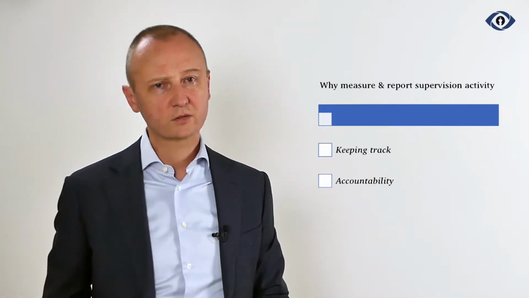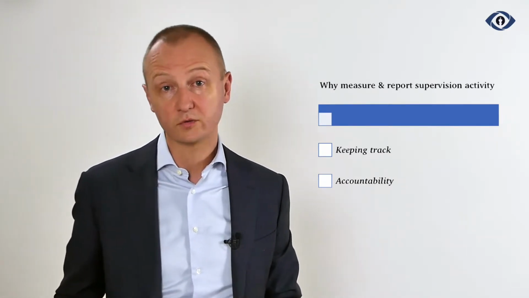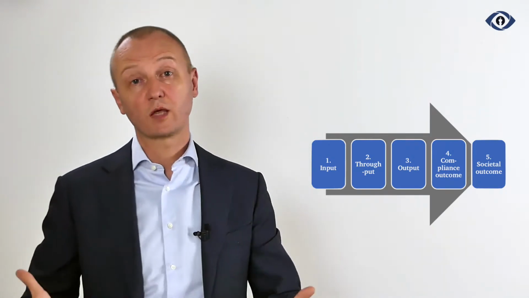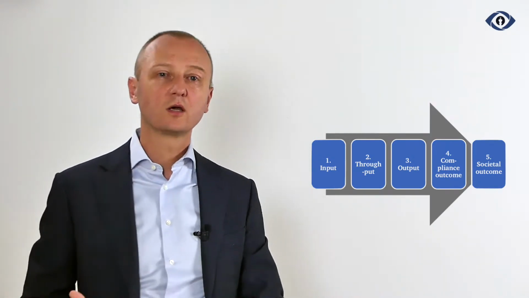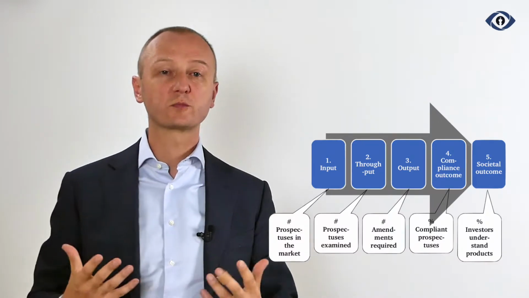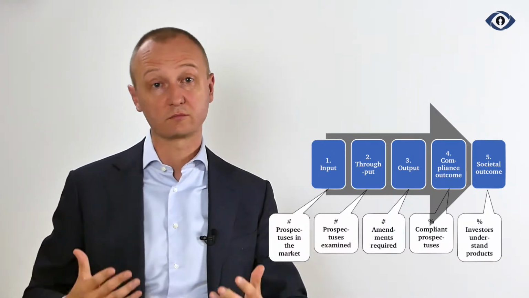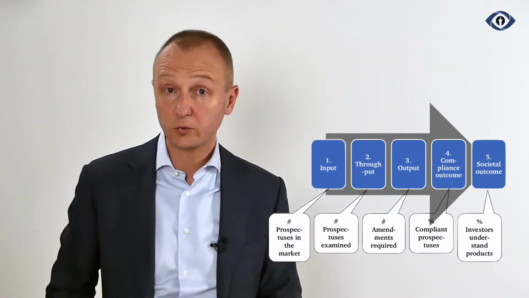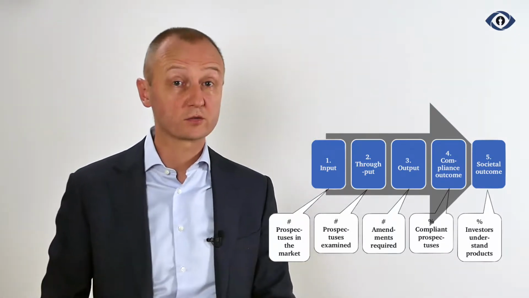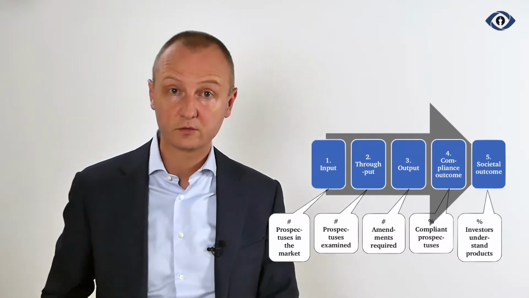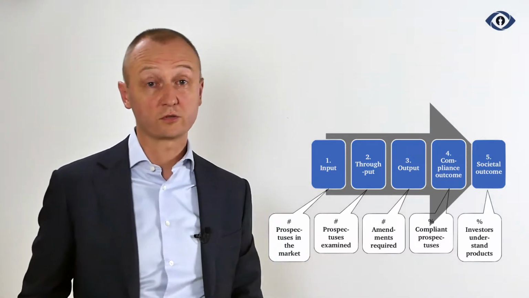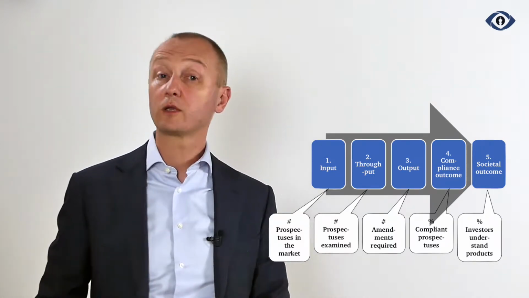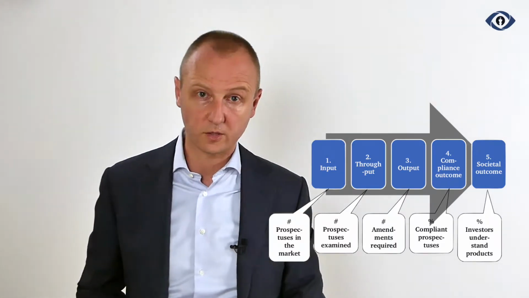There are basically, I would say, 5 options. You can report input. For instance, if you're a capital market regulator, you can report how many new prospectuses are covering products that appear in your capital market. Throughput, so how many prospectuses you have actually examined. Output, for instance, how many prospectus amendments you've acquired, how many prospectuses have been rejected, perhaps.